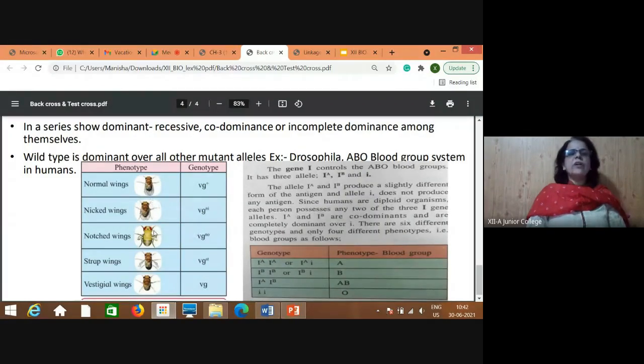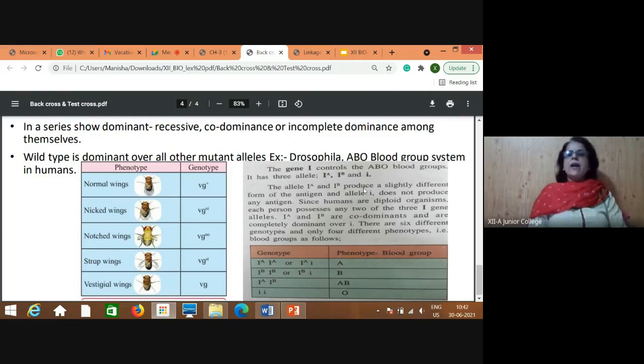These are all mutated forms, but the Drosophila melanogaster with the normal size and shape of the wings is considered to be the wild one, whereas mutations produce so many forms. These are all alternative forms. So this is what is called multiple alleles. Many alleles are seen for a single gene representing the same character, that is the shape or size of the wings. This is the example of multiple alleles.